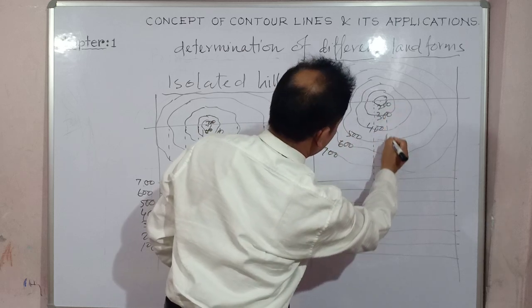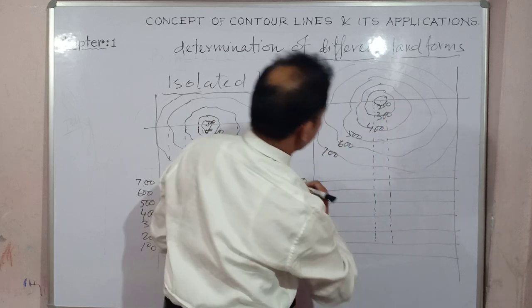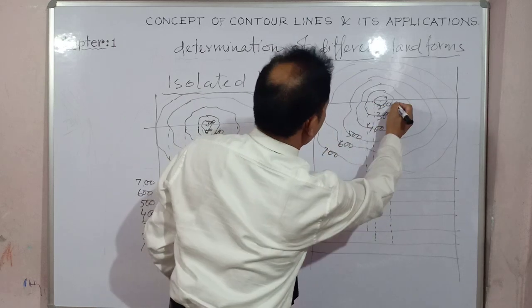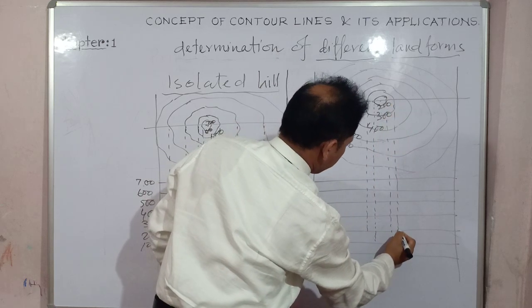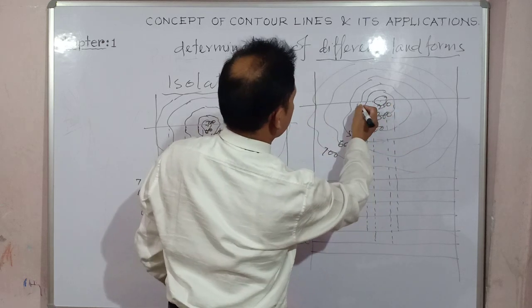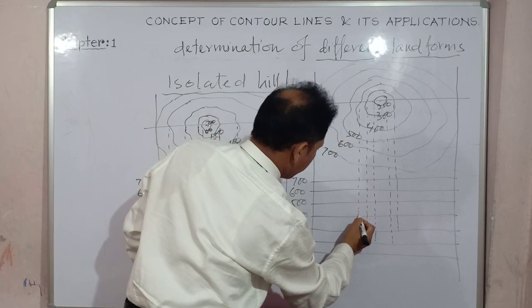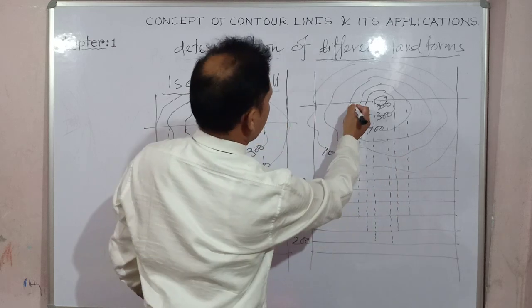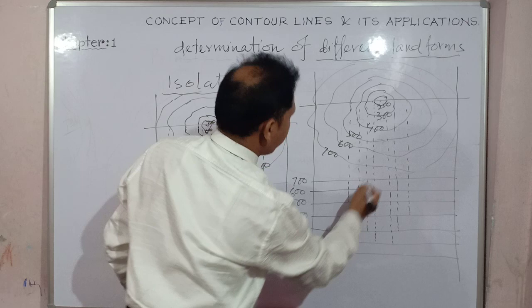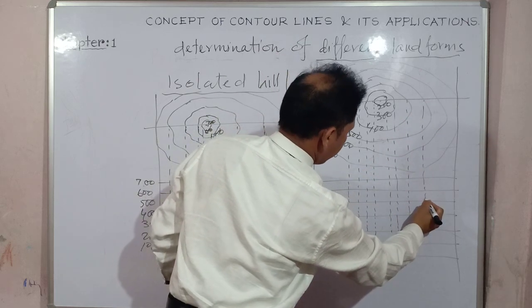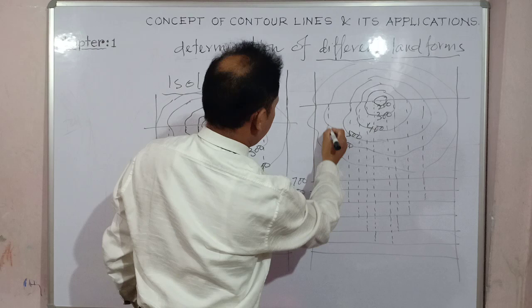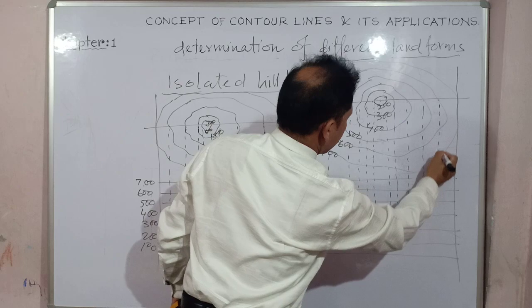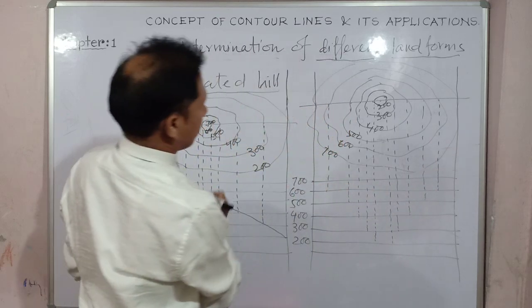Again, suppose this one is 300, go up to 300 on either side as per the pattern of the spacing of contours. Next, suppose this is 400, come up to 400, this side even. Clear? Now next is 500. Try to understand. 600, over there also you come up to 600. And 700 coincides here, right?